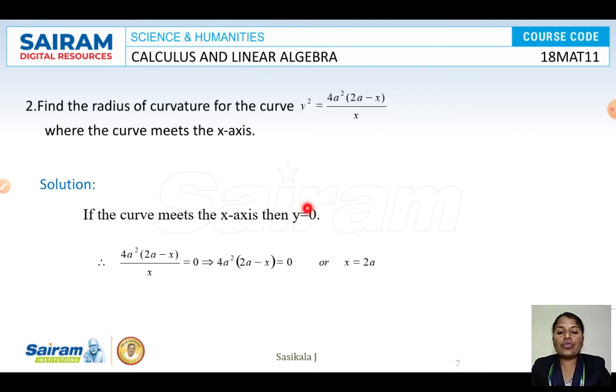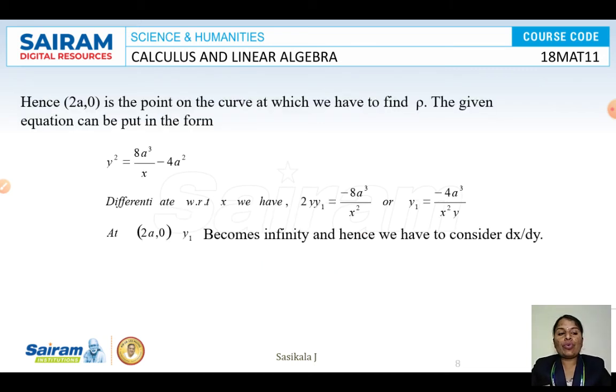Then y is equal to 0. If y is equal to 0, you can substitute in the given equation and you will get your x value. So substitute y equal to 0 in 4a squared into (2a minus x), which is equal to 0, because 4a squared will not be equal to 0. You can remove that multiple. Then 2a minus x is equal to 0. Then x will be 2a. Hence (2a, 0) is the point on the curve at which we have to find rho.